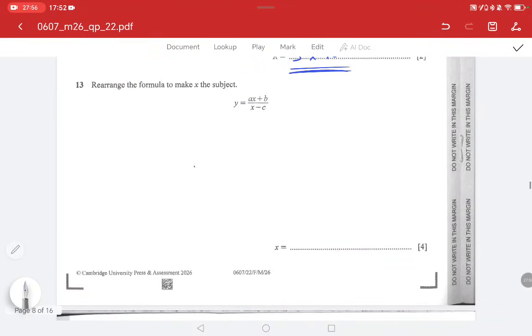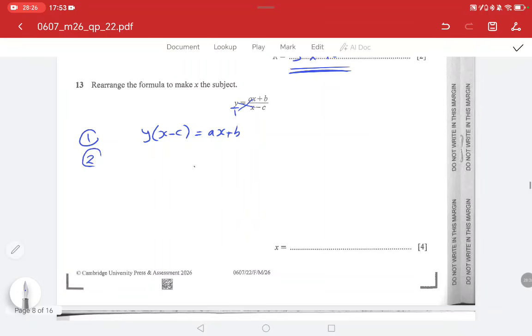Sorry. Next one. We need to rearrange the formula. When you see this one, usually please use cross multiply. Like y, it's like y over 1. When you cross multiply, y times this bracket, this is step number 1, cross multiply. And 1 times the same, 1 times ax plus b will be the same. So this is the first step, cross multiply.